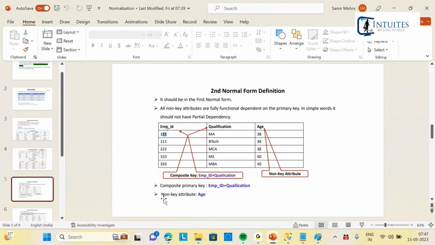Now the second normal form. There are two rules. First of all, it should be in the first normal form.